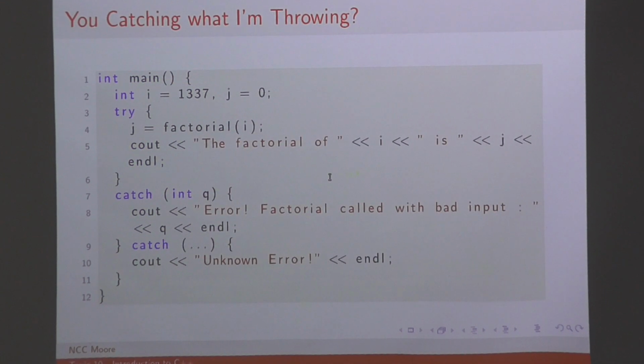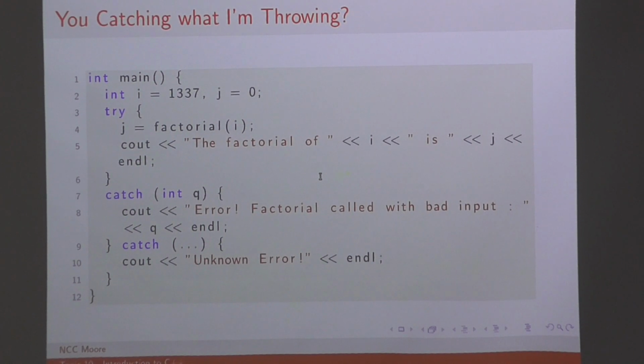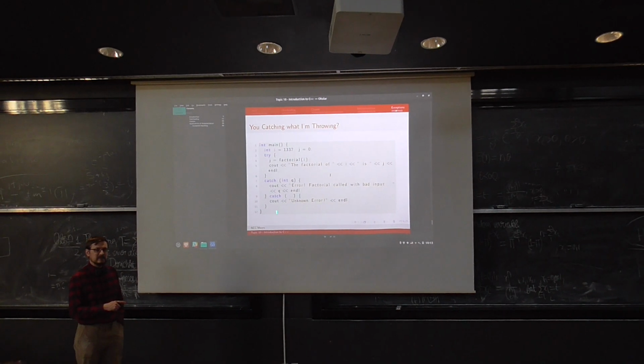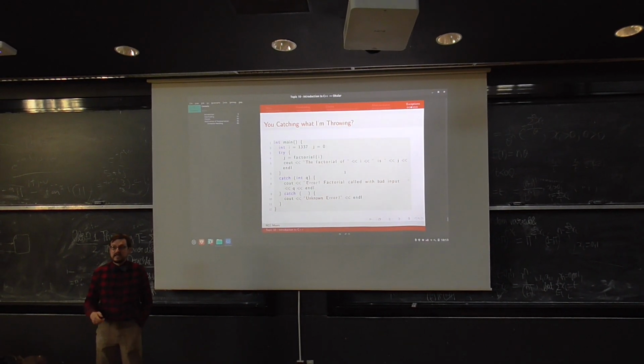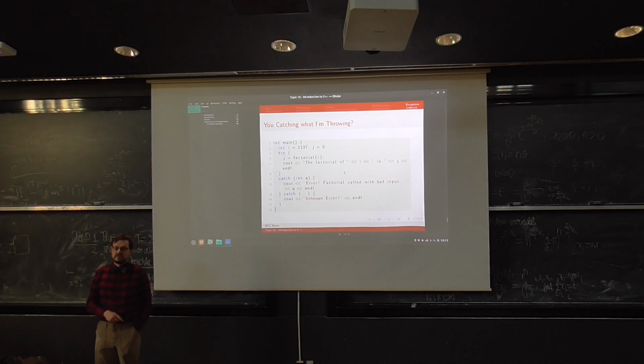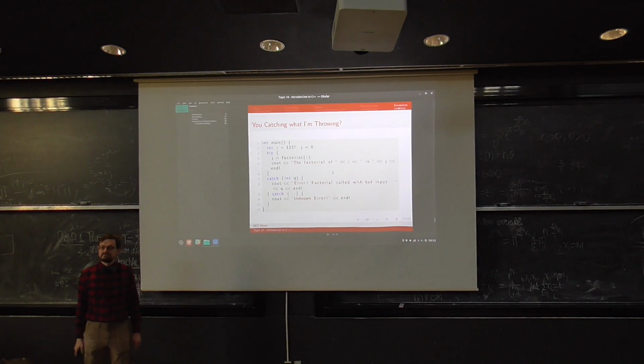So this is a poorly designed piece of software. The better thing to do would be to write a catch case that takes strings and then output the error string if it's received, right? That would be better than just saying, oh, I don't know what the error is.